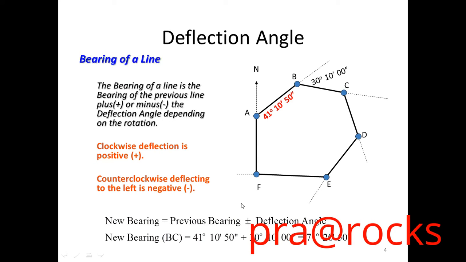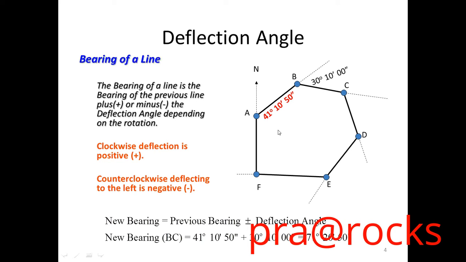The bearing of a line. The bearing of a line is the bearing of the previous line plus or minus the deflection angle depending on the rotation. If we're rotating clockwise, the deflection angle will be positive. If we're going counterclockwise, it will be negative. Let's look at finding the bearing of BC.